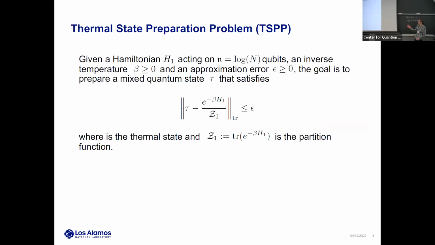Okay, so the problem we are trying to address is preparing the thermal state of a Hamiltonian H1, the target Hamiltonian, which acts on n qubits at some inverse temperature beta. And we want to approximate this state with some error epsilon.